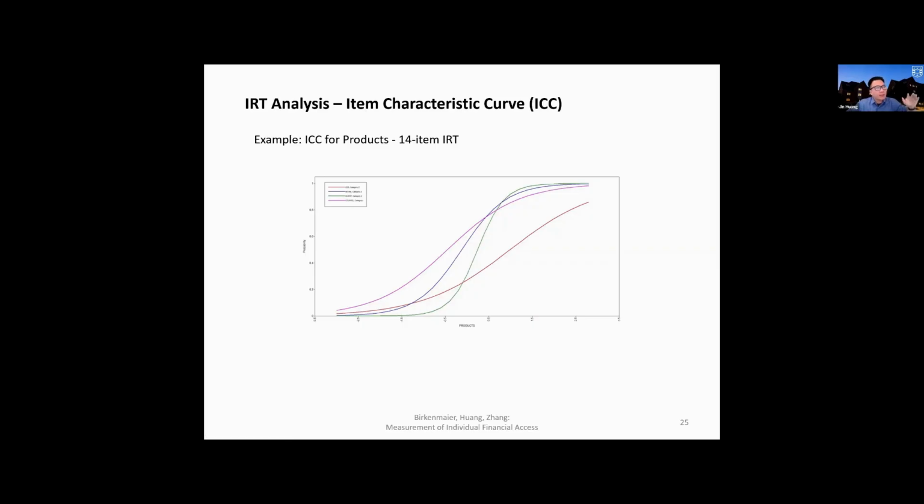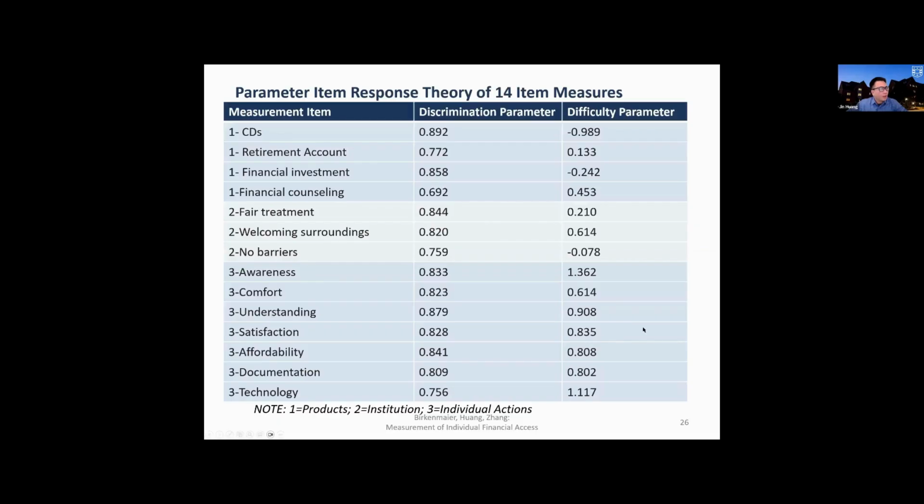So these ICC curves really tell us which item is a better item to measure financial access here. You can see the discrimination parameters and the difficulty parameters. The number one here is CDs. As you can see, the CDs has a negative difficulty parameter, which means it's a less difficult item for participants to answer the question.